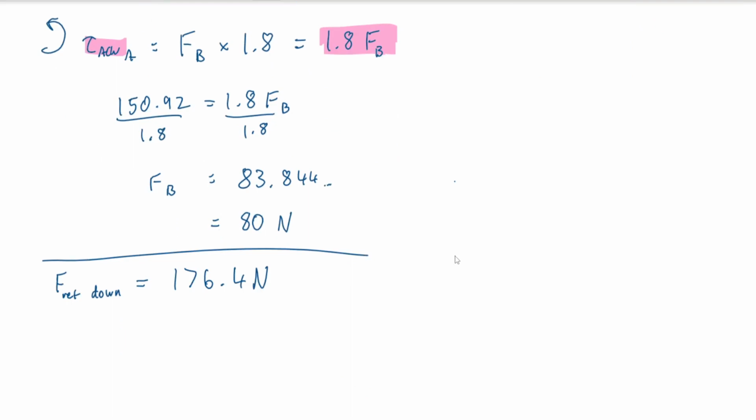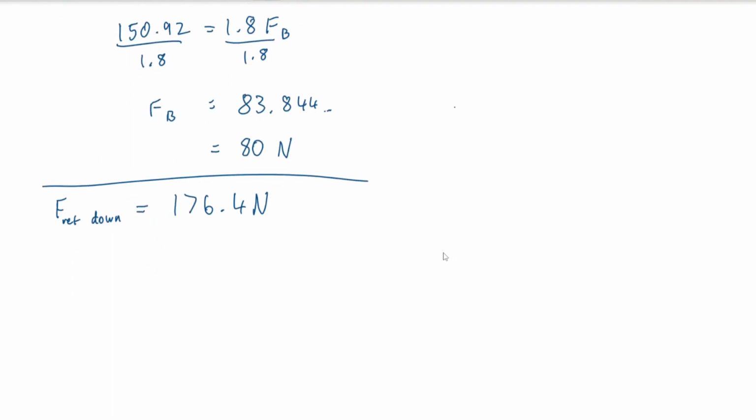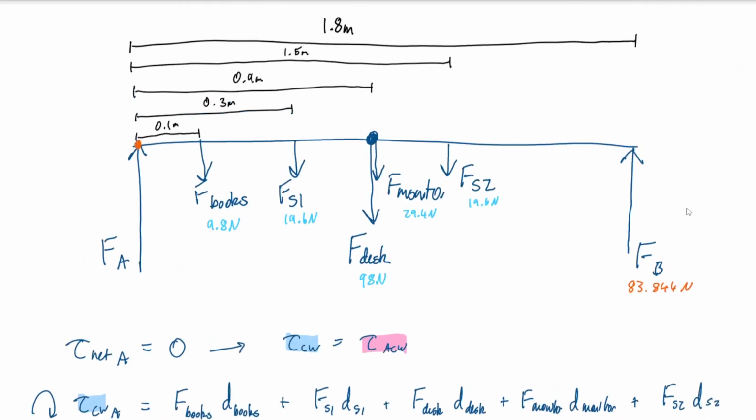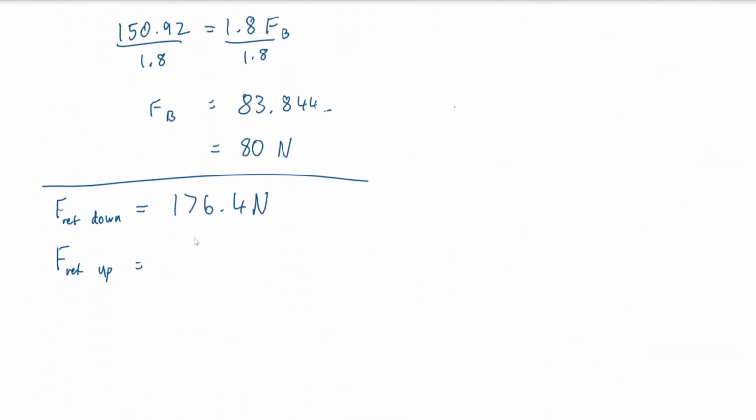That is the total weight force acting down. And we know the upwards force is FA plus FB. However, FB we've already worked out. And we know the equilibrium condition is that the force upwards, total force up, must equal total force down.